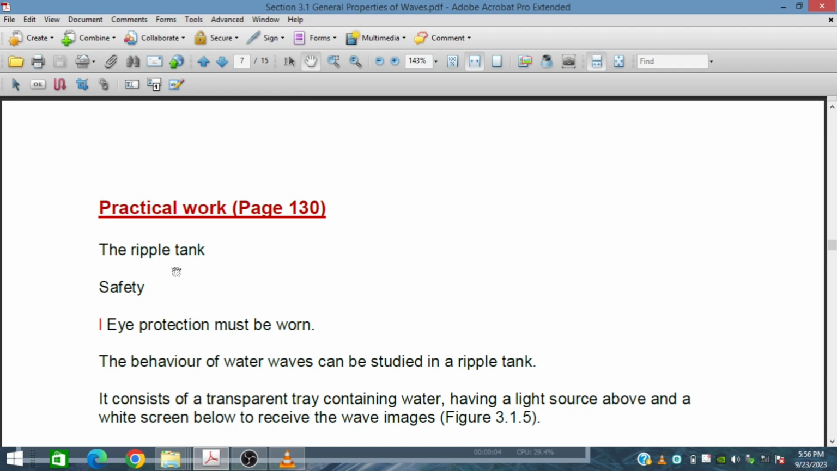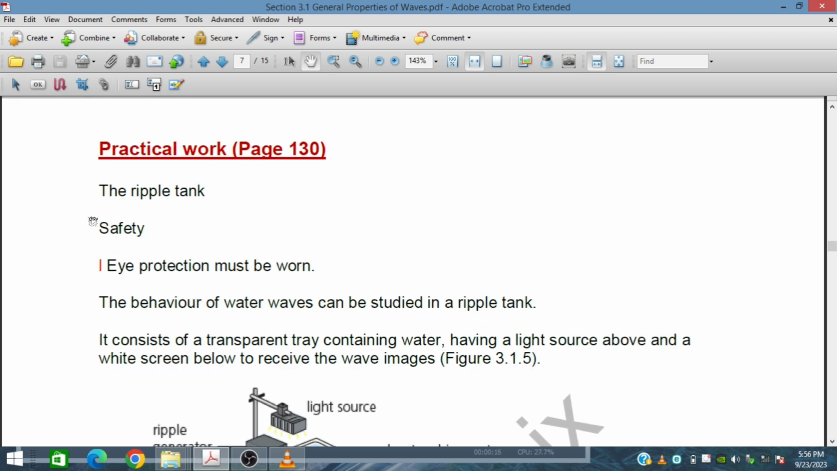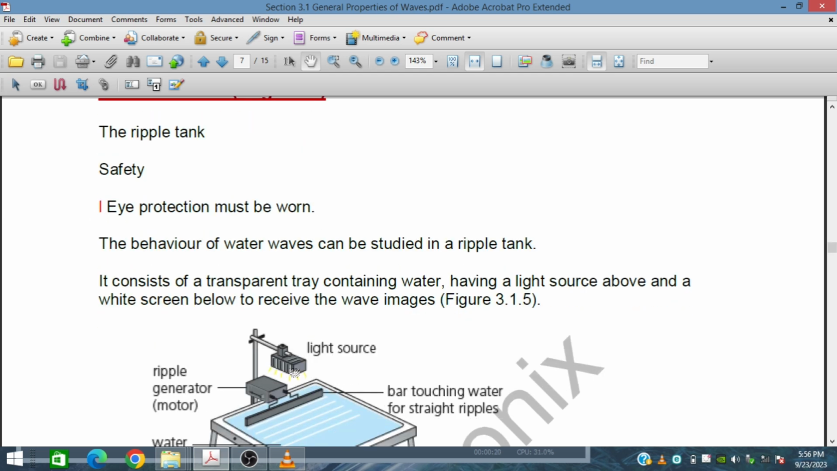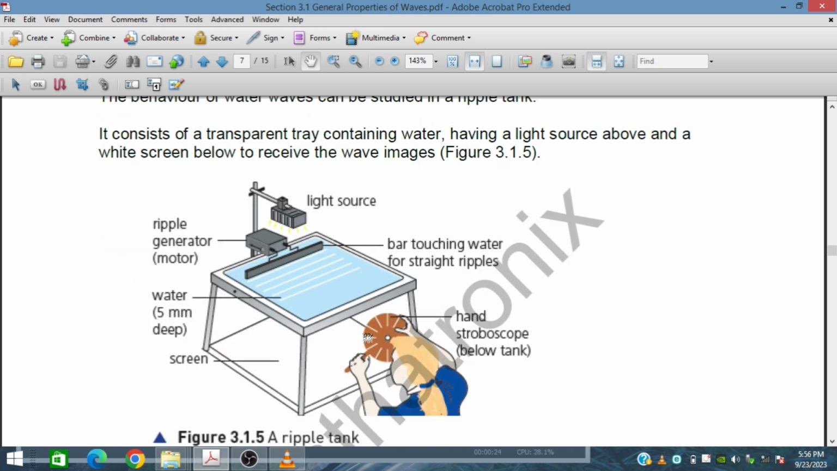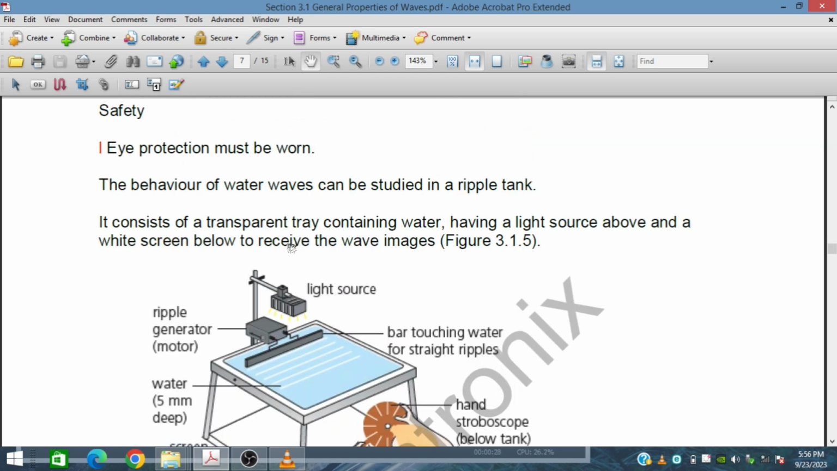Bismillahirrahmanirrahim. In this session, we'll discuss some practical work on page 130 from the Tom Duncan and Heather Kennett book of O-level and IGCSE physics. Here we have a ripple tank, and in this ripple tank we should wear eye protection. Eye protection is mandatory because we are dealing with this experimental setup, and in this ripple tank the behavior of the water waves can be studied.